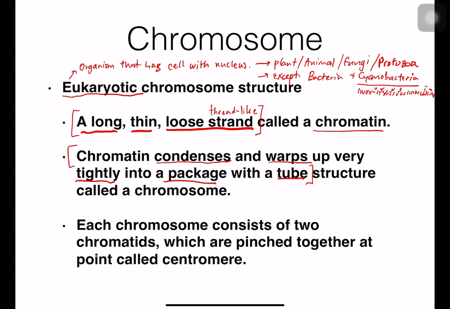Now the chromosome basically has two forms. The first form we call a chromosome with two chromatids. This one is the first chromatid.